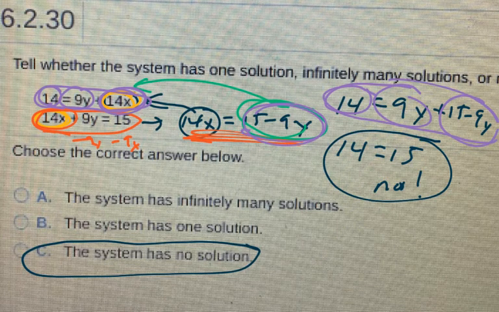The 14x, though, is now this right here, 15 minus 9y. Now notice the 9y's will cancel out. 9 minus 9 is 0y, so there's no more letters or variables anymore. Notice I end up with 14 equal to 15. No, that doesn't work. That's false, right? That's not true. That's why this one is no solution.